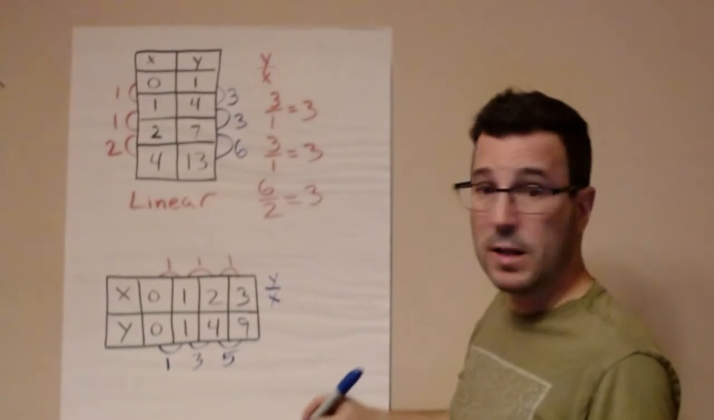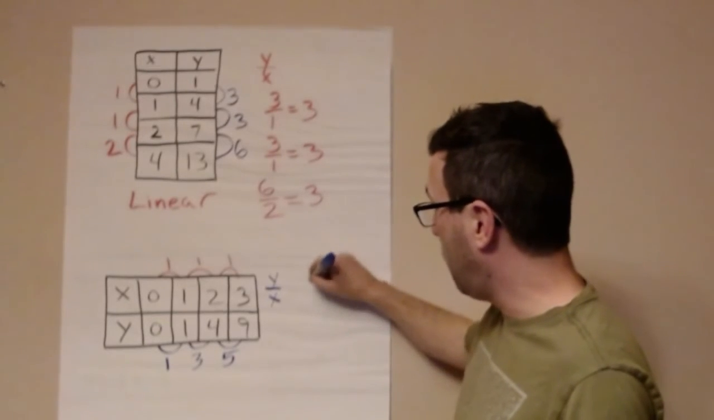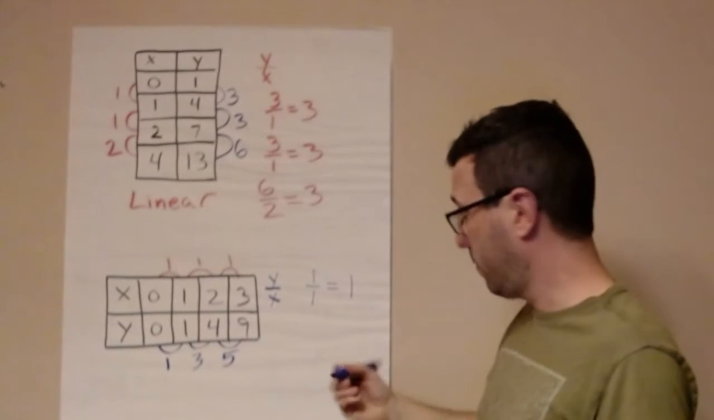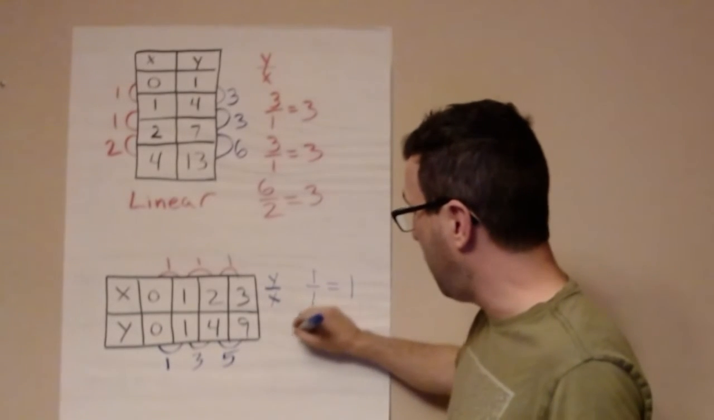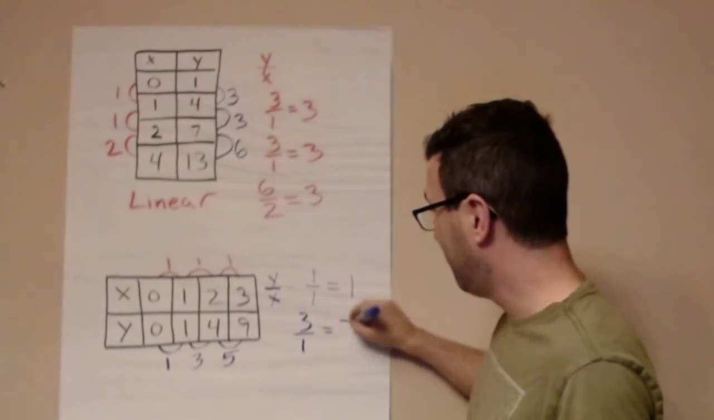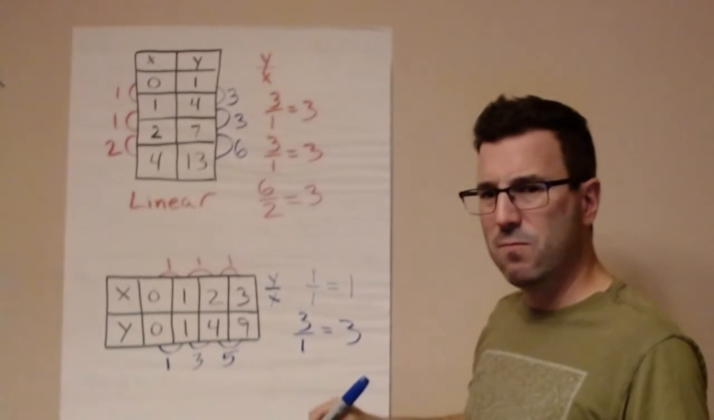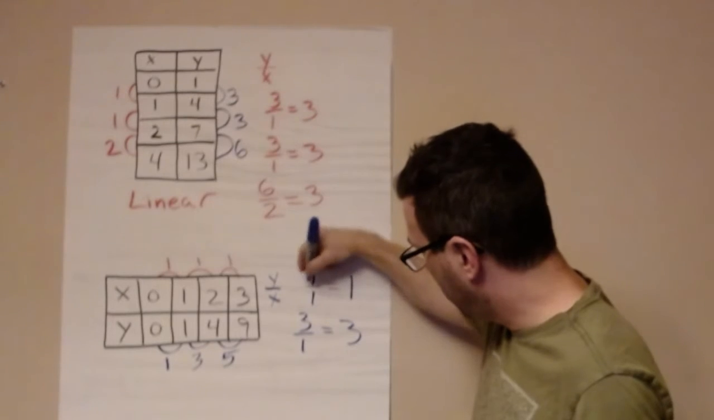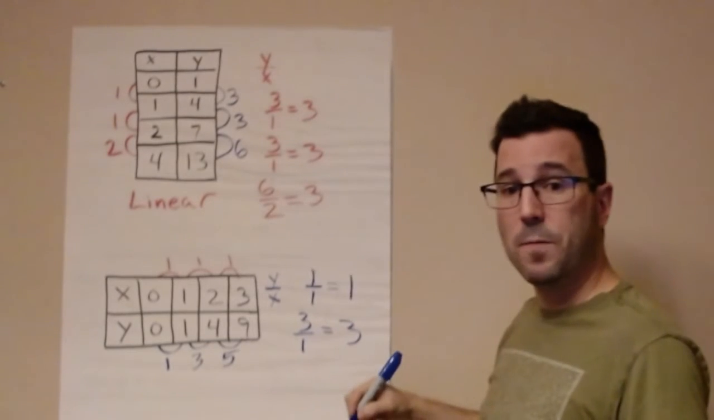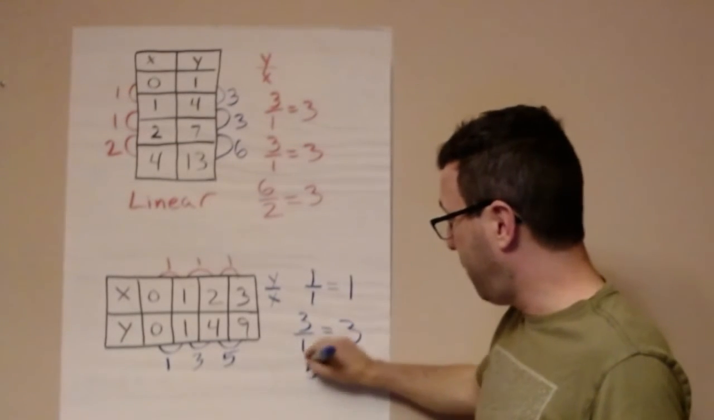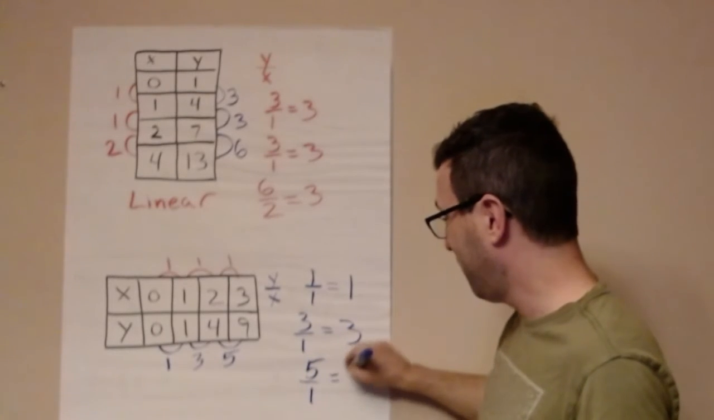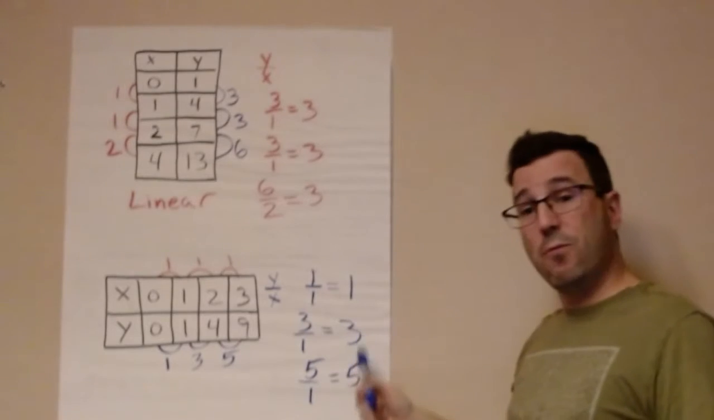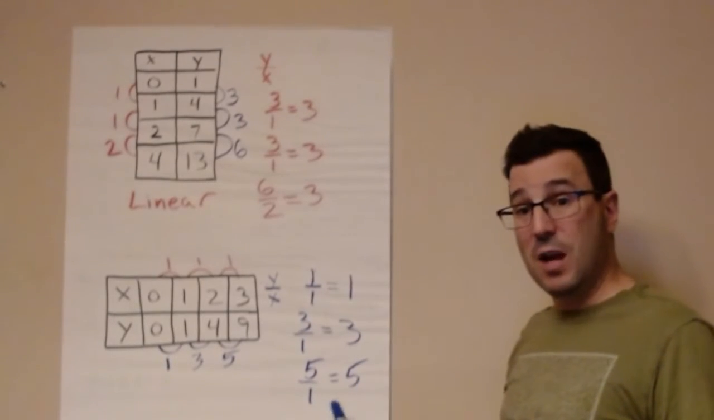It's weird writing it that way. But I've got 1 over 1, which is 1. Then I have 3 over 1. That's 3. So that's different. Let me make that a little darker. And then this one, 5 over 1, that's 5. So I've got different rates of change every single time.